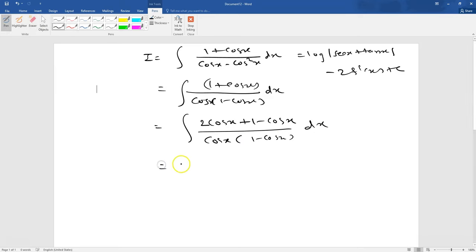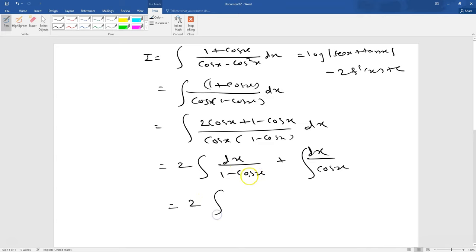Let me just rub this to avoid the confusion. So now this will be 2 cos x upon cos x, dx upon 1 minus cos x, plus 1 minus cos x, the 1 minus cos x cancels. So dx upon cos x. So this is going to be 1 upon dx upon 1 minus cos x, which becomes cosec square x by 2 dx plus the integration of 1 upon cos x, which is sec x dx.